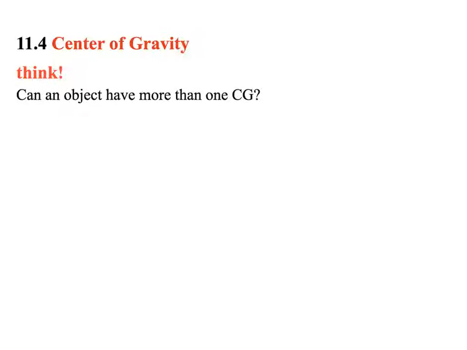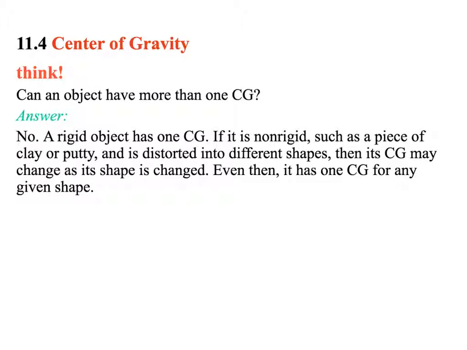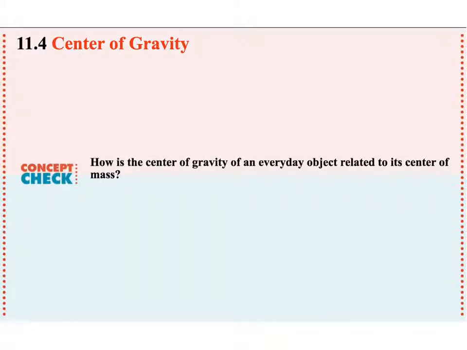Can an object have more than one center of gravity? Nope, a rigid object has one center of gravity. If it is non-rigid, such as a piece of clay or putty, and is distorted into different shapes, then its center of gravity may change as its shape is changed. Even then, it has one center of gravity for any given shape. How is the center of gravity of an everyday object related to its center of mass?